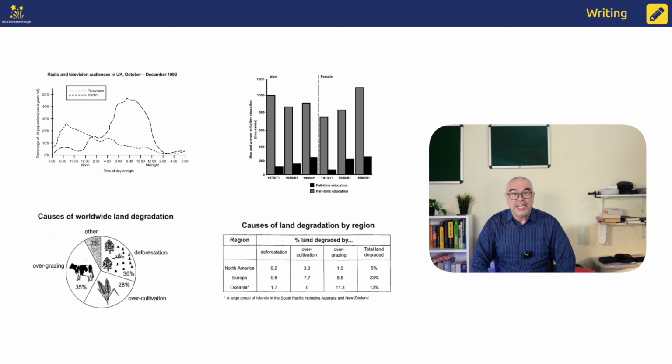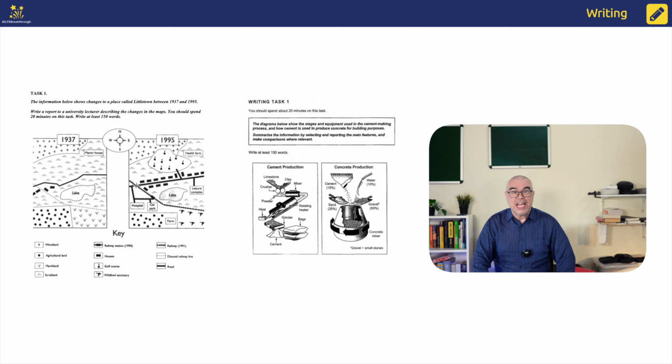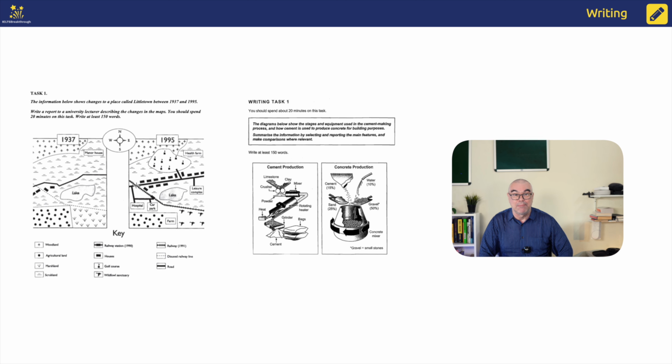That is a line graph, a bar chart, a pie chart, and a table. These 4 types make up about 85% of the Task 1 question. Now, the other 15% of questions will be either explaining some kind of process or procedure that is presented as a diagram, or it will be a map where you have a map of the same place at 2 different points in time.